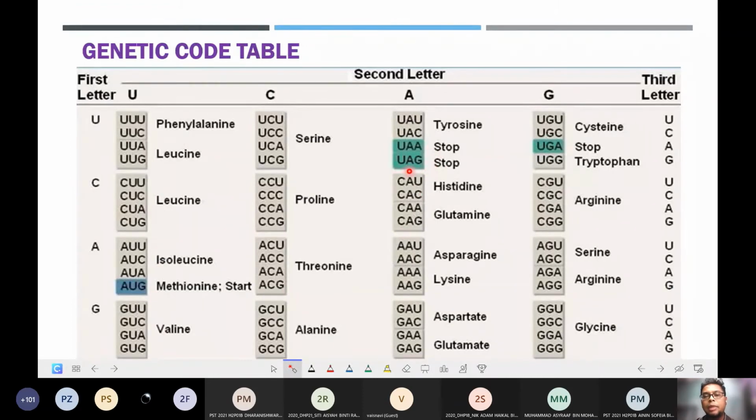These will be the codons UAA, UAG, and UGA. All these 3 codons are special because they are known as the stop codons, in which these stop codons tell us that the translation should stop at that particular point.